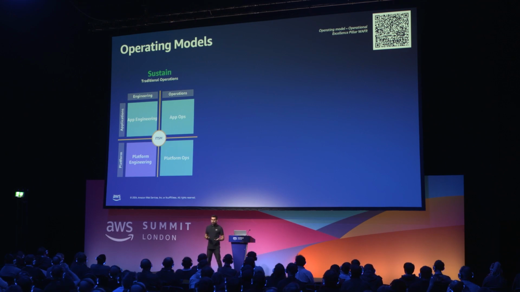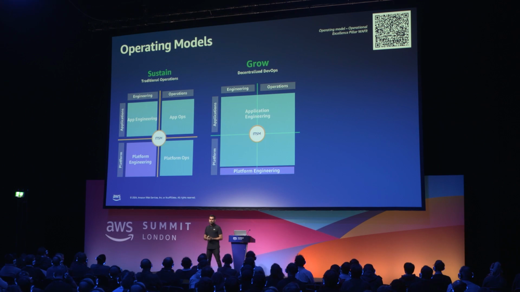Let's look at another model, which is decentralized DevOps. Totally different extreme. Here, the application engineering team has a lot more responsibilities. They're responsible for application engineering and operations, but also the platform engineering and operations. The platform engineering team still exists here, but in a reduced capacity. They're creating scaffolding and boilerplate code for them with some guardrails so that the application engineering team is not causing any organizational risk.